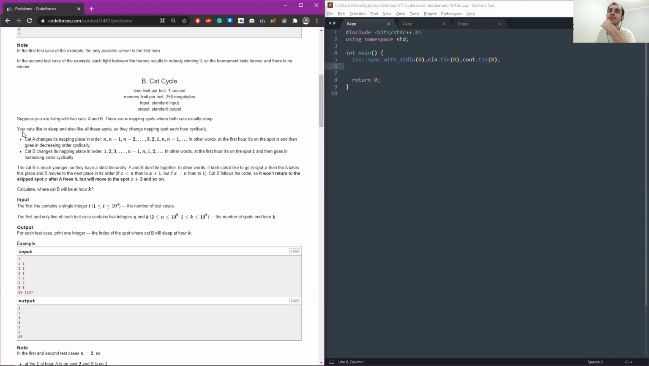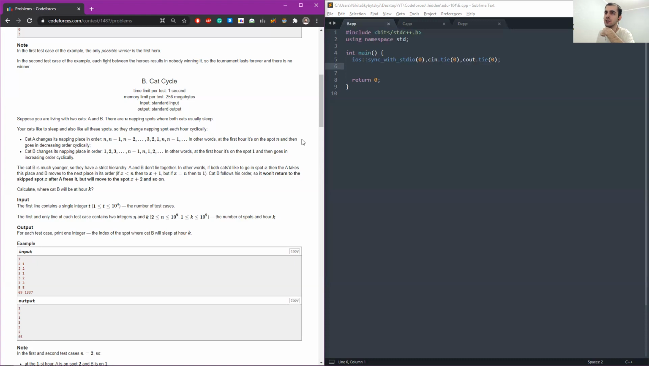So we have, suppose you're living with two cats, A and B. Well, I would have been more inventive with names, but it's okay. There are n napping spots where both cats usually sleep. Cats like to sleep and also like all the spots, so they change napping spots each hour cyclically. Cat A changes its napping place in order n minus 1.